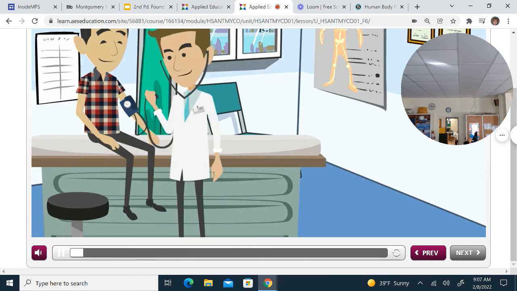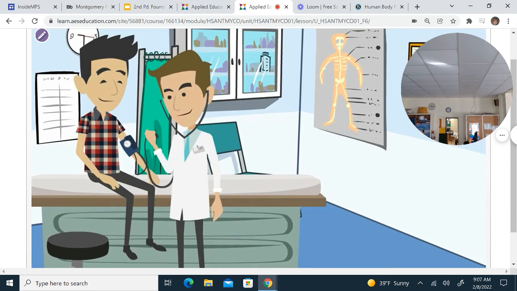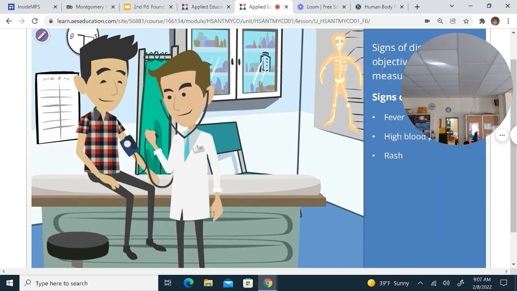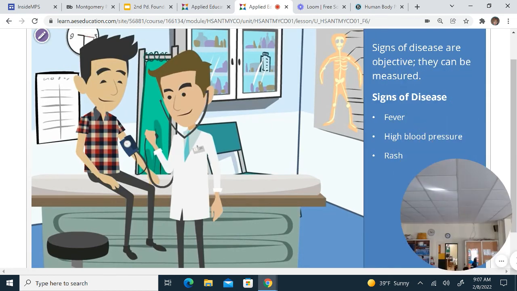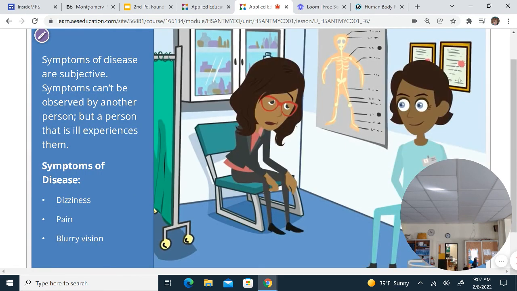We identify disease and illness by signs and symptoms. Signs of disease are objective, so they can be observed or measured, like fever, high blood pressure, or a rash. Just as you can see a sign on a city street, you can see signs of a disease. Symptoms are subjective, meaning they can't be observed by another person, but a person that is ill experiences them. Symptoms are experienced by a person with disease, such as dizziness, pain, or blurry vision.